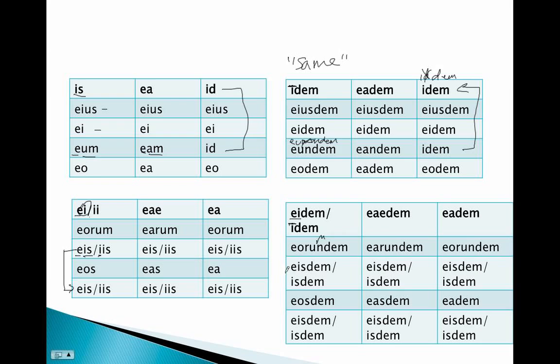In the dative and ablative plurals, just as it happened in the nominative plural masculine, from eidem to iidem, that eisdem can also contract to an isdem. So you'll see both eisdem and isdem. In the accusative plural, eosdem, easdem, eadem, as you'd expect.